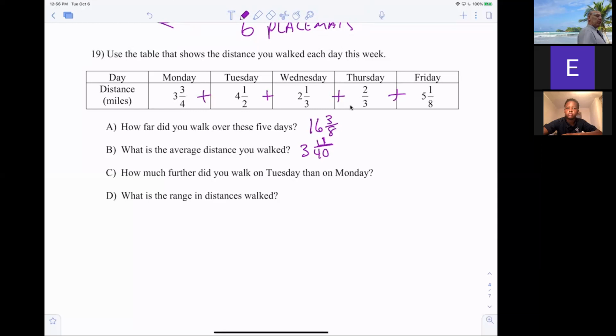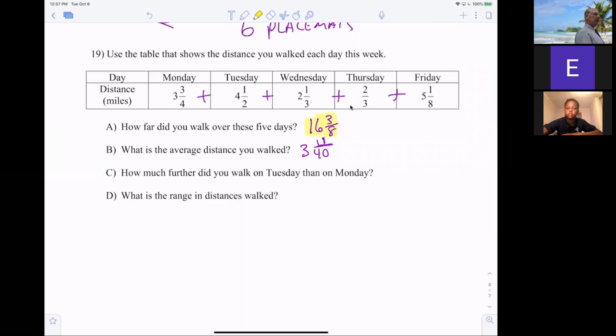So now what we're gonna do is, did everybody agree you got 16 and 3/8 for A, right? Then you have to take that total and divide it by 5. Oh, I got the wrong answer for average. Yes, that's exactly right. You gotta be careful. Change your A and make sure that's correct.